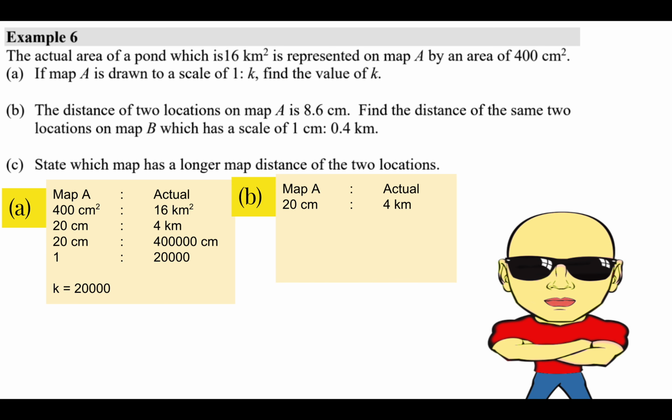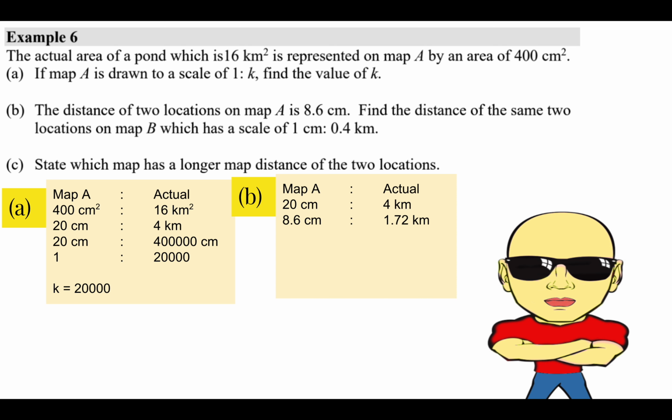So map A to actual, we know from part A of the question, there's 20 centimeters representing 4 kilometers. So 8.6 centimeters, which is the distance between the two locations on map A, represents 1.72 kilometers. How do I do that? Well, take out our calculators. 8.6 divided by 20 times 4, that will give us 1.72 kilometers.